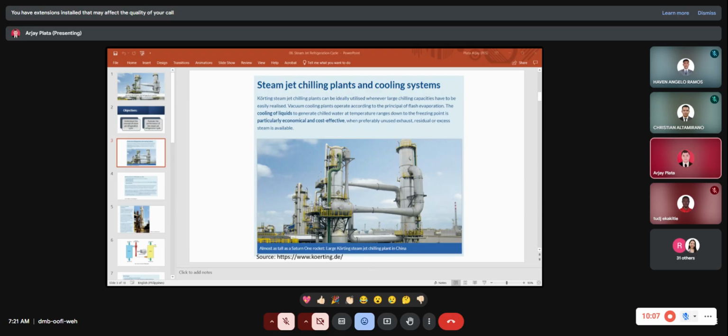So as you can see here, there is a sudden decrease in diameter, and then it expands here. So there is an expansion happening here, creating a high velocity jet.